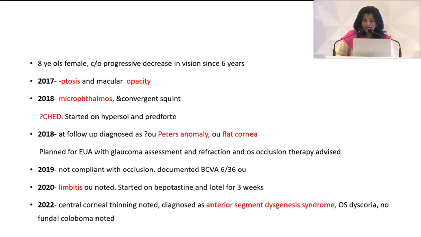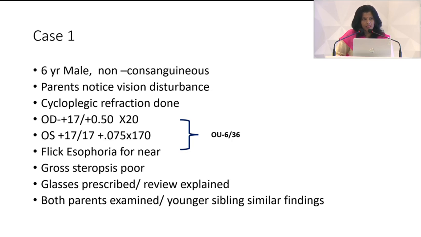Somebody had also mentioned limbitis and started the patient on anti-allergic medications. And finally, in 2022, prior to coming to us, somebody had managed to make a diagnosis of anterior segment dysgenesis with dyschoria and fundal coloboma. So we'll come back to this case later.